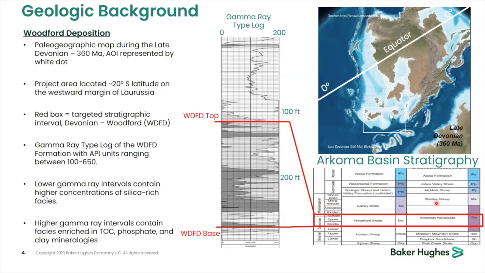And so we've had some talks yesterday and some great ones today that really dove into the depositional details of the Woodford Formation, but just a few key points on the geologic background to keep in mind while we go through this talk. So on the right, we have a paleogeographic rendering by Blakey of the late Devonian, so around 360 million years. And the project area is indicated by the white dot.